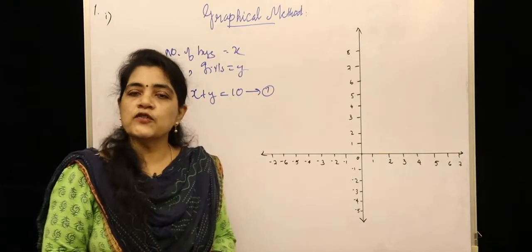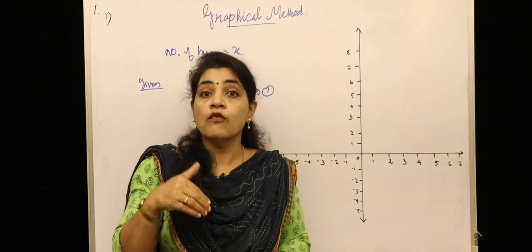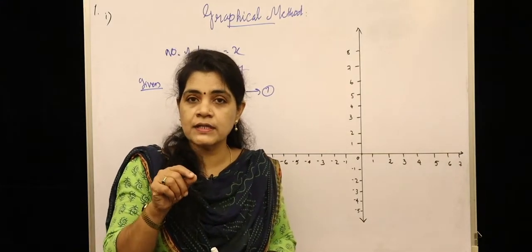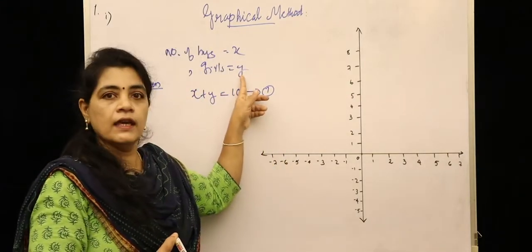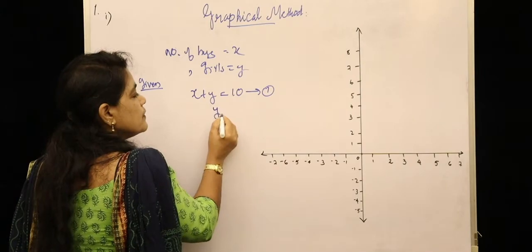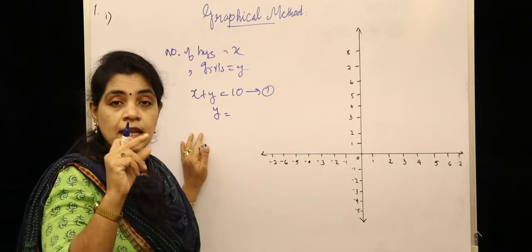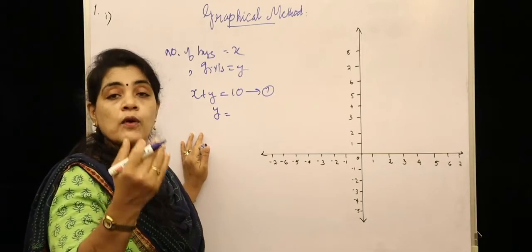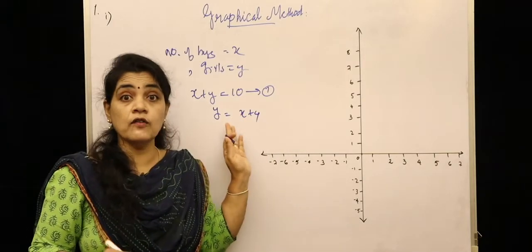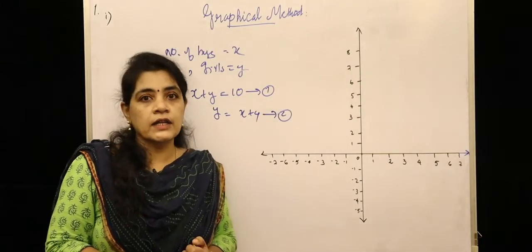In order to form the second equation, what is the second clue? The number of girls is 4 more than the number of boys. We have represented the number of girls by y. So y is equal to 4 more than the number of boys. Since x is the number of boys, it is x plus 4. This is equation 2 we got from the statement. Yes children, is it clear how we form the equations under the given conditions?